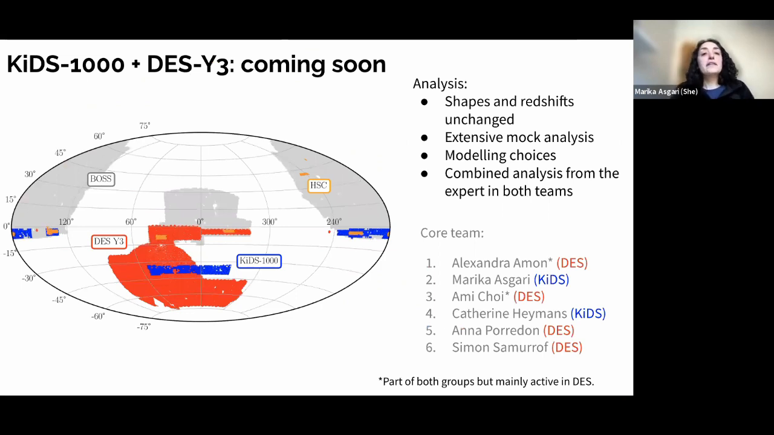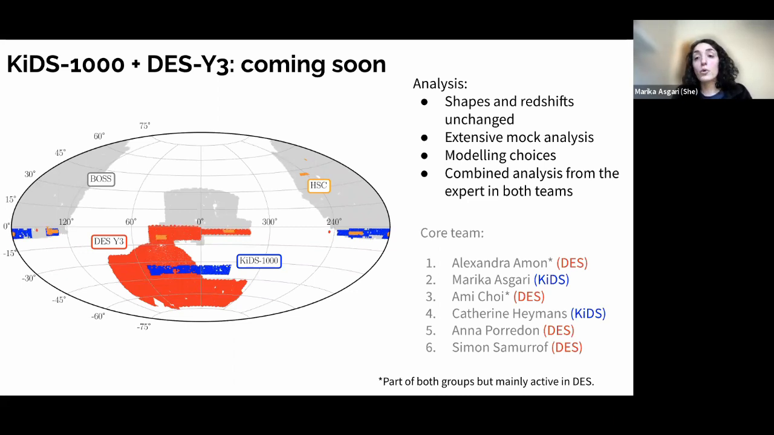Okay, and then finally, an analysis that will be coming out soon. This is combining KiDS-1000 and DES Year 3, done by both teams working together. The analysis is done assuming all the shapes and the redshifts are the same. But what we've done is really assess the modeling choices and what impact they have, and then come up with the hybrid analysis choice, which we think is the best analysis choice currently.